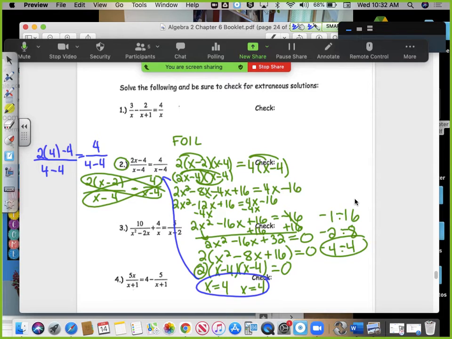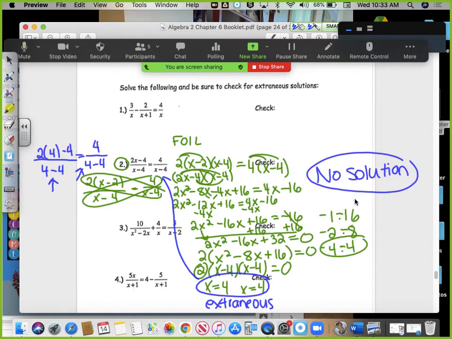Because these end up being undefined here, that means that these solutions, or this solution, these are extraneous. And since there is no other answer, the only answer was 4, that means that there actually is no solution. Because the only answer we found was 4, which is actually not an answer at all. So silly, I know, but needed in Algebra 2.